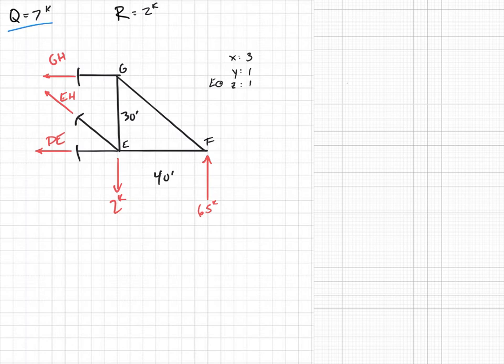So the logical thing here is to do either the sum of the forces in Y or the sum of the moments first. Let's start with Y first. So I've got negative 2 kips, I've got plus 6.5 kips, and I've got plus EH.